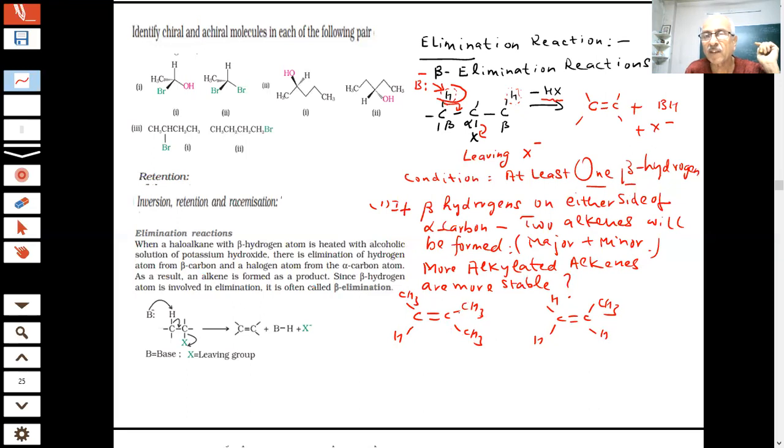This has how many alkyl groups? One, three, two, sir, three. This has more alkyl groups. This will be more stable than this. What is the reason? We have explained to you a very important electronic factor in general organic chemistry. Do you remember what that factor was? We told you about hyperconjugation.